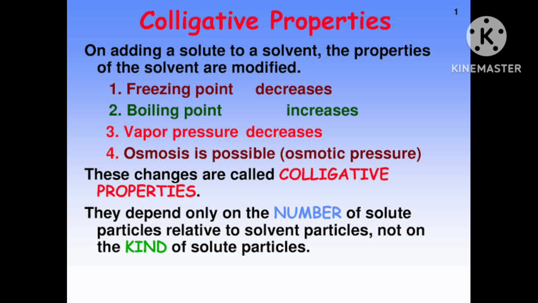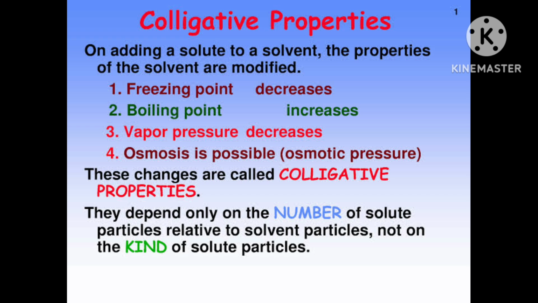Now you can take common P1 naught minus P1 naught into x1. This is the mole fraction. Then P1 naught you can take common, and what you will get? P1 naught into bracket 1 minus x1. Now you know that 1 minus x1 is the mole fraction of the first component.